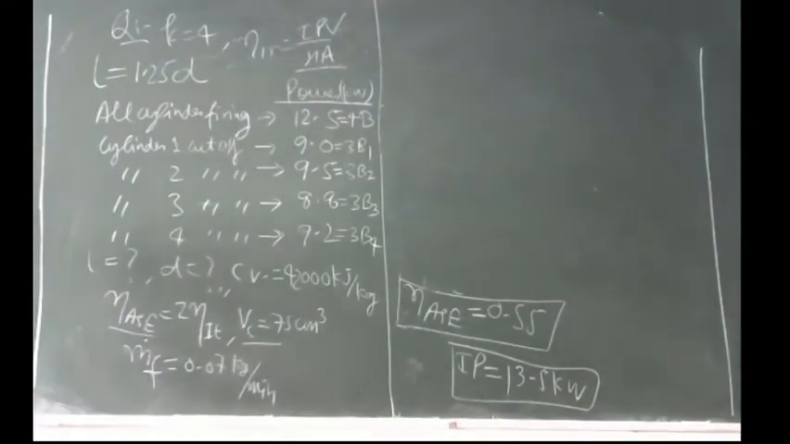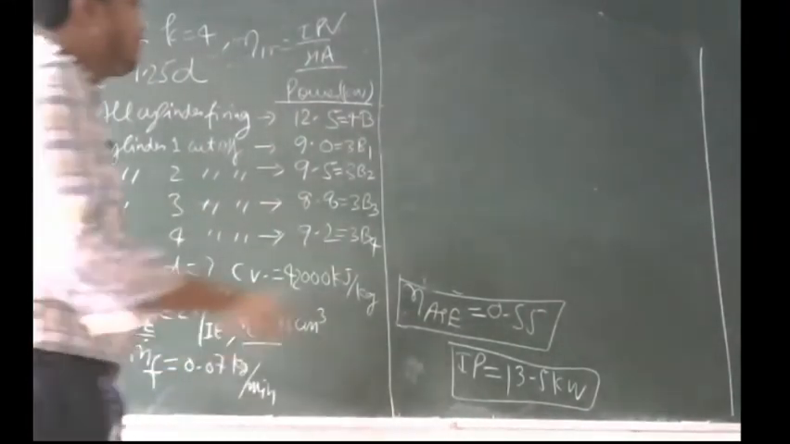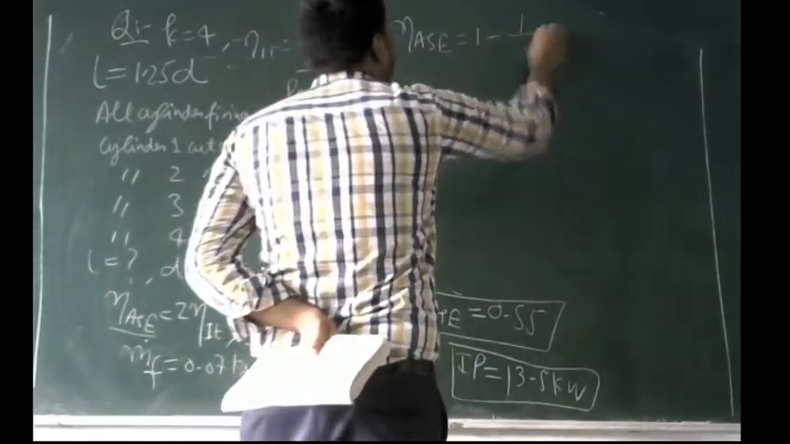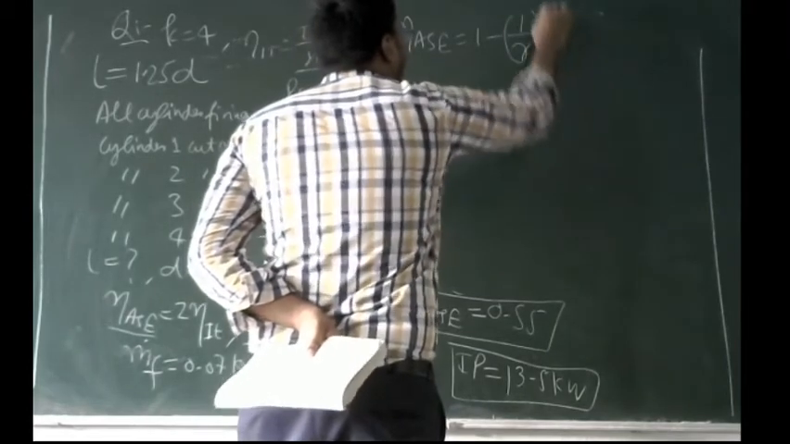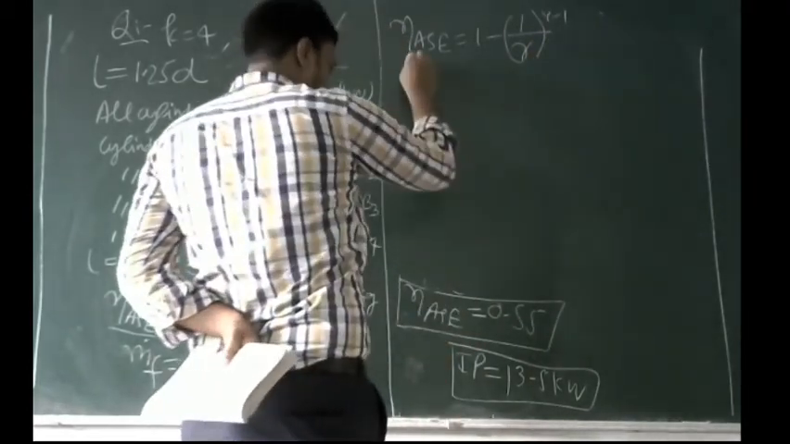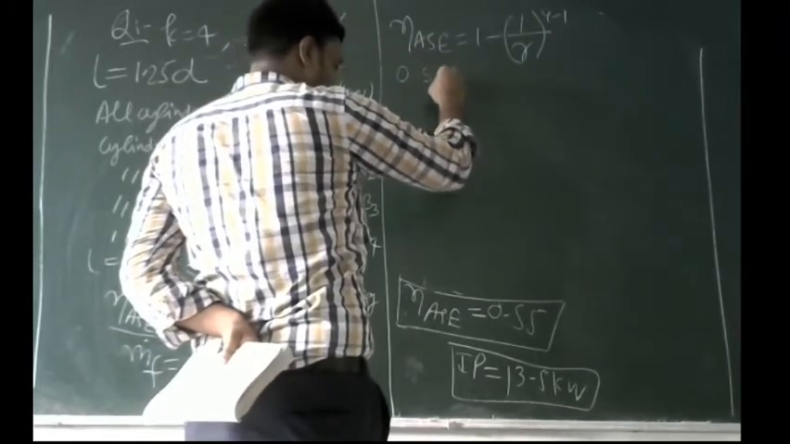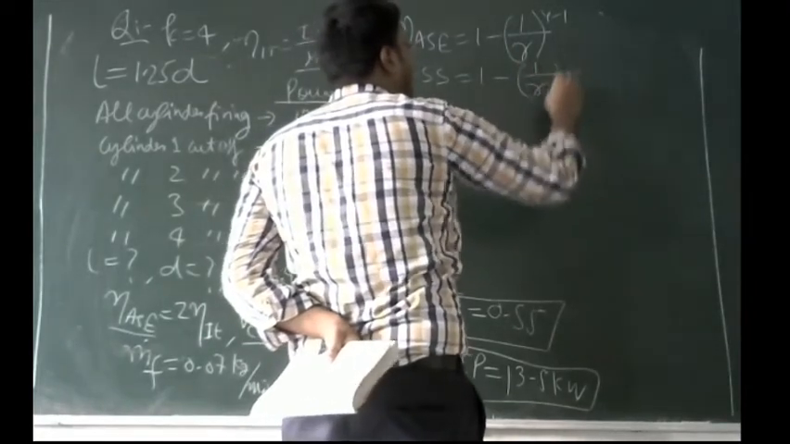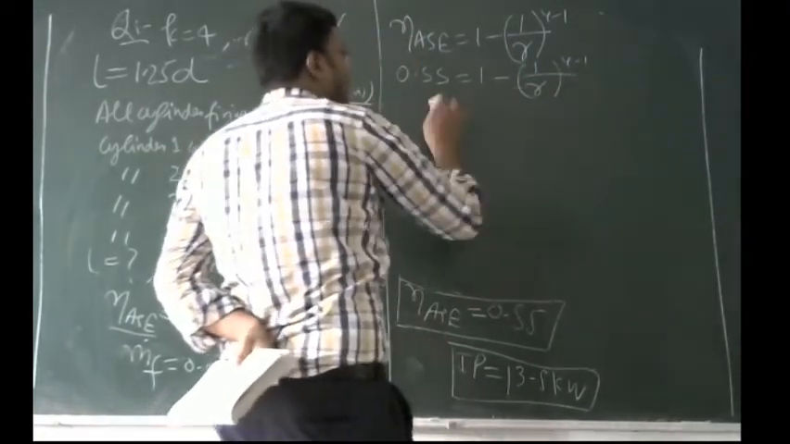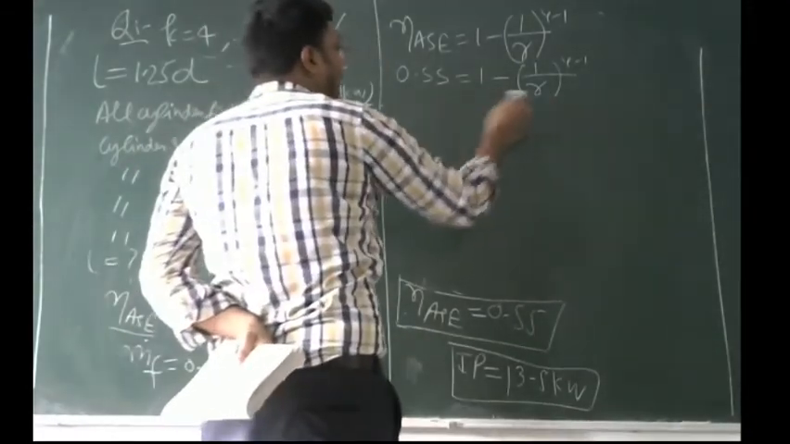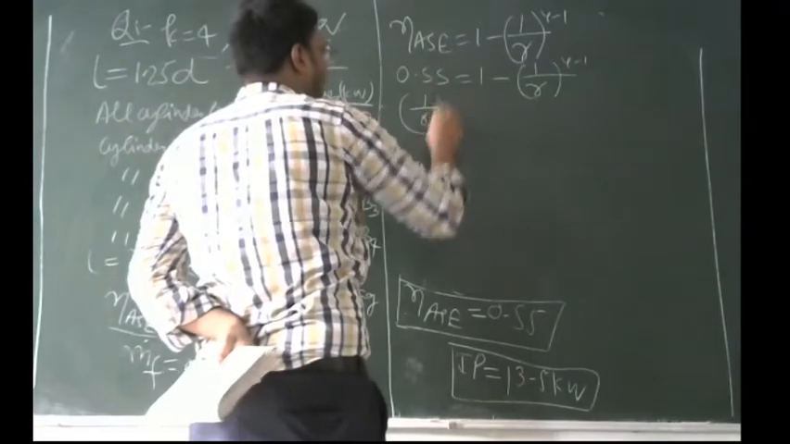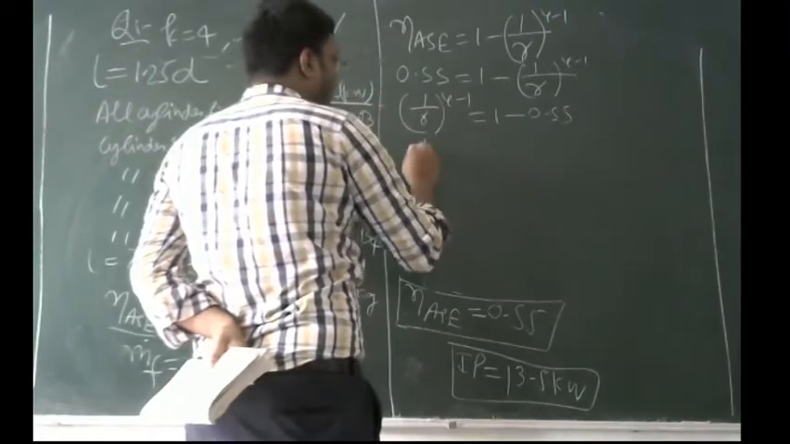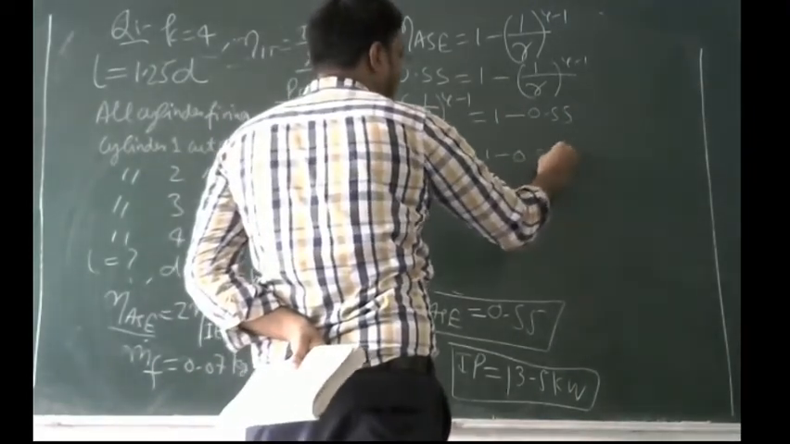Now here we know that eta air standard efficiency is equal to 1 minus 1 by r to power gamma minus 1. Okay. The value given here, 0.55, is equal to 1 minus 1 by r to power gamma minus 1. Okay. So we can calculate the value of r here. 1 by r to power gamma minus 1 is equal to 1 minus 0.55.